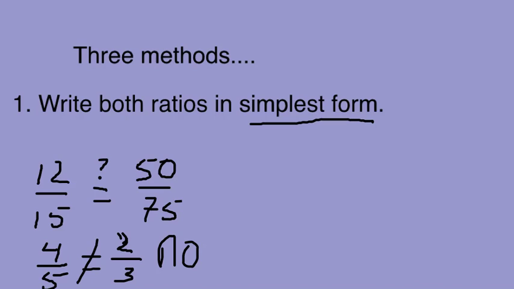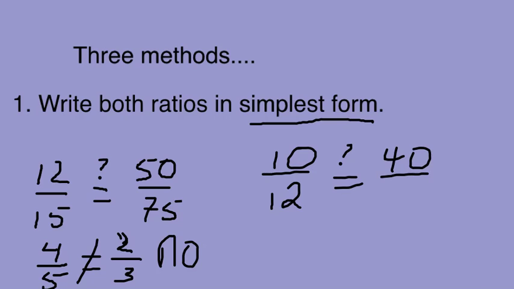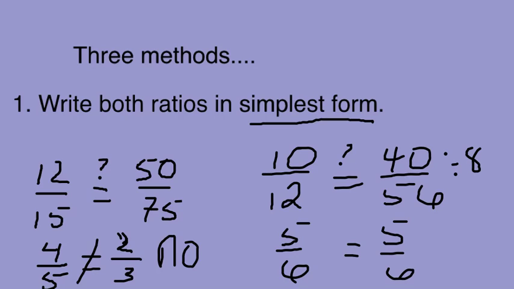Let's look at our next example where we have 10 over 12, and I want to know if it's proportional to 40 over 56. Well, what can I reduce 10 over 12 by? The only thing I can reduce that by is 2, so I'm going to divide both numbers by 2 and get 5 over 6. And then I'm going to look at 40 and 56 and say, what can I divide both by that has a common factor? Well, I can divide both of these by 8, and I can get 5 over 6. Oh, looky there. Are those two ratios equal? And we would say yes, because they equal the same thing.